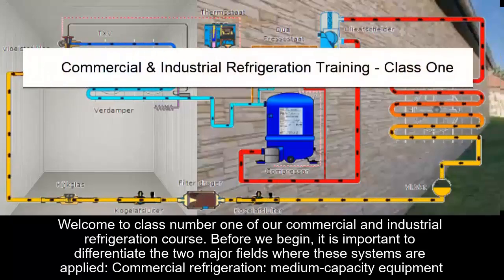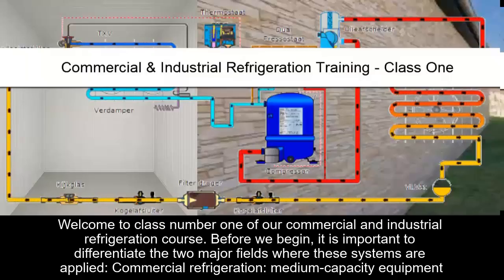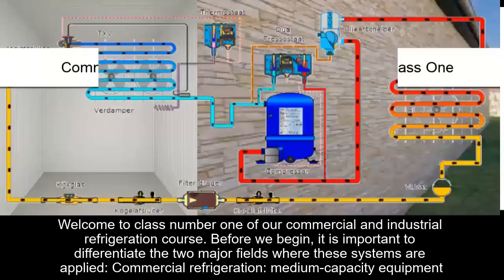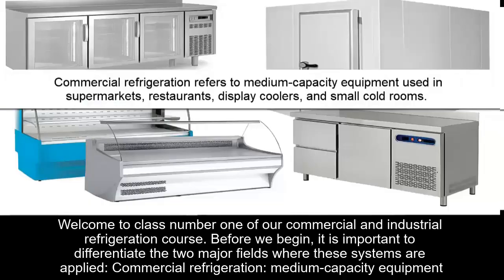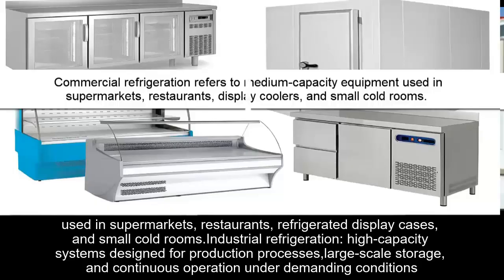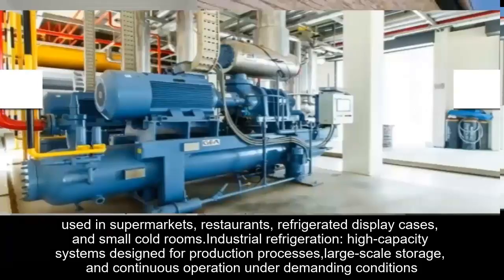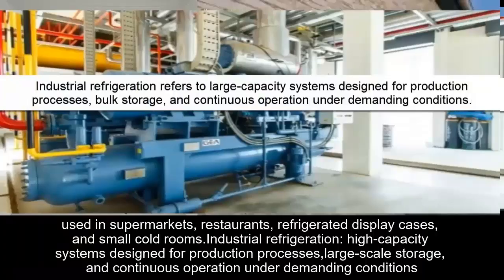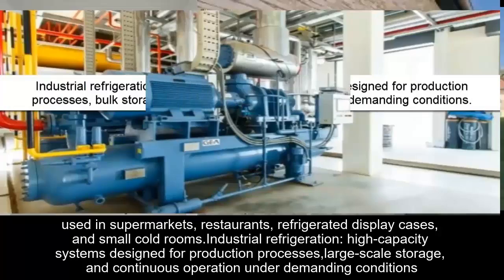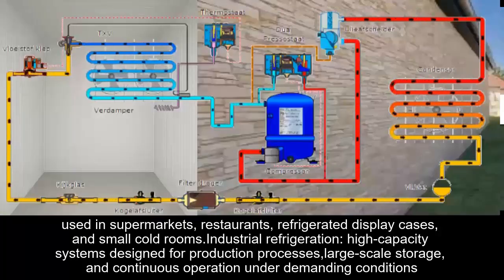Welcome to class number 1 of our Commercial and Industrial Refrigeration course. Before we begin, it is important to differentiate the two major fields where these systems are applied. Commercial refrigeration: medium-capacity equipment used in supermarkets, restaurants, refrigerated display cases, and small cold rooms. Industrial refrigeration: high-capacity systems designed for production processes, large-scale storage, and continuous operation under demanding conditions.